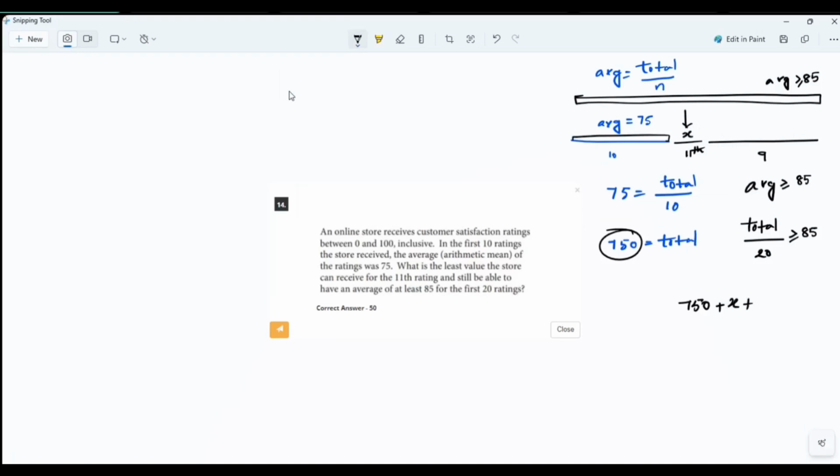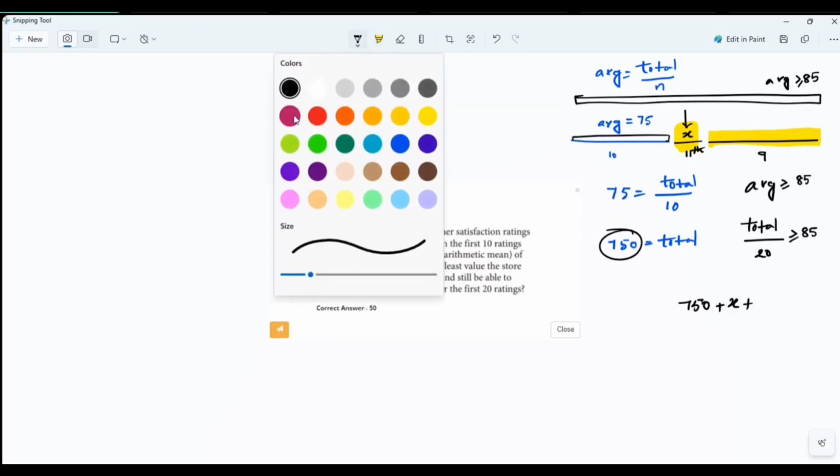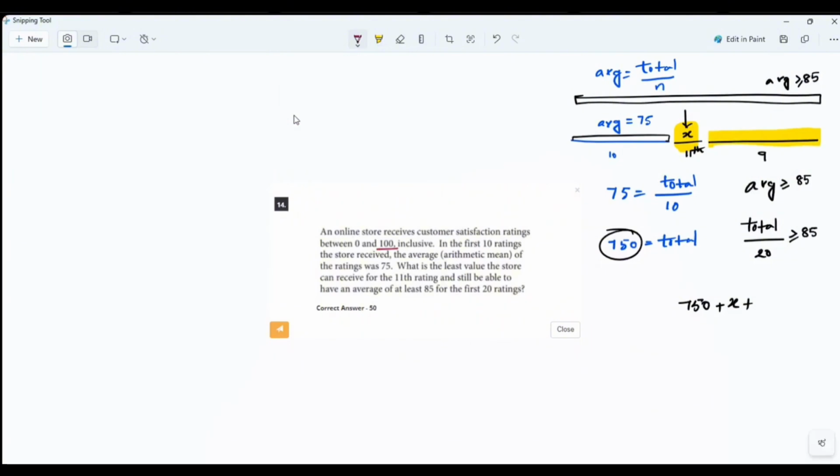For this number to be minimum, we have to assume all these numbers are at the maximum. Only then can we figure out the minimum for the 11th position. So what is the maximum possible rating? 100, which means you have 900 here. Okay, which means we have 900.